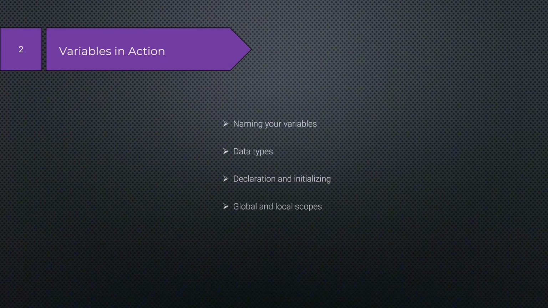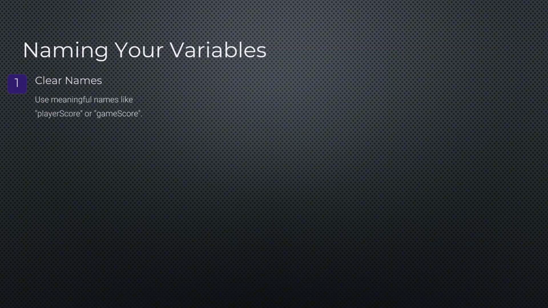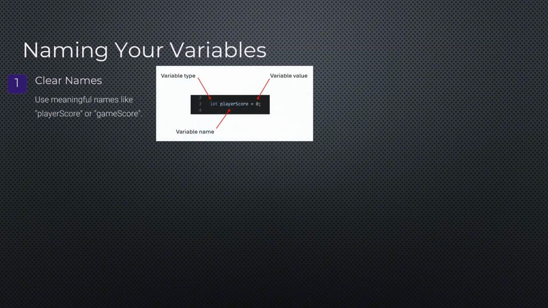Next, let's talk about naming your variables. Think of your variables as characters in your code. They each have a role to play and they need unique names that tell them apart. Here's the golden rule. Variable names should be clear and easy to understand. For example, if you're tracking a score, call it something meaningful, like player score or game score. Trust me, this will make reading your code so much easier, and you'll thank yourself later.